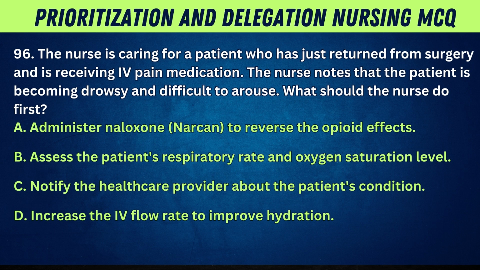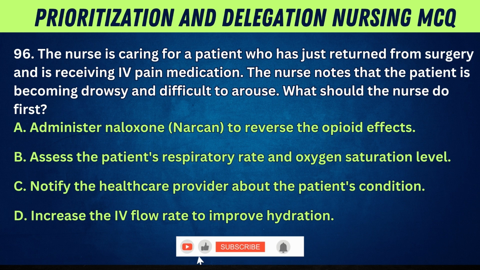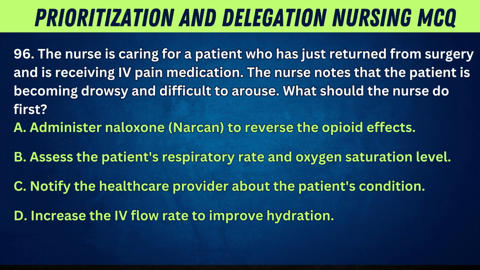96. The nurse is caring for a patient who has just returned from surgery and is receiving pain medication. The nurse notes that the patient is becoming drowsy and difficult to arouse. What should the nurse do first? A. Administer naloxone, Narcan, to reverse the opioid effects. B. Assess the patient's respiratory rate and oxygen saturation level. C. Notify the healthcare provider about the patient's condition. D. Increase the flow rate to improve hydration.